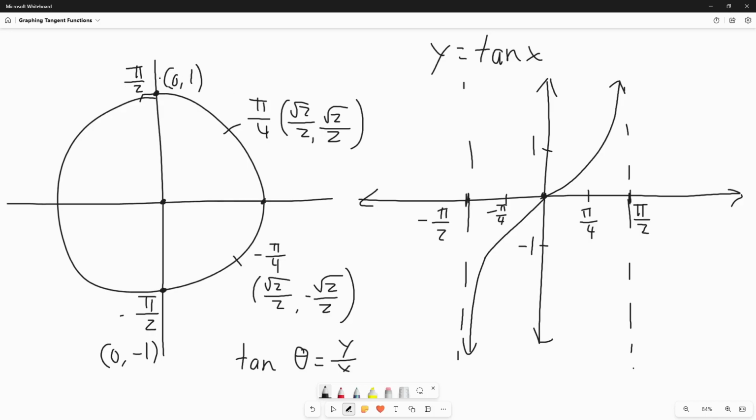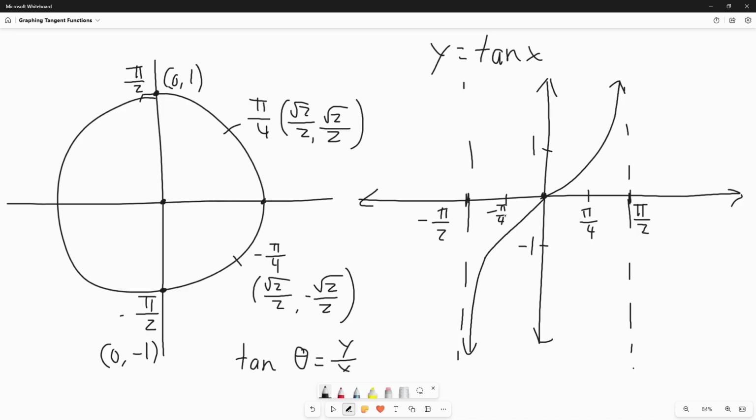on the unit circle over here where the y value is 1 and the x value is 0. So if we do 1 over 0, that comes out as undefined. So there are asymptotes at every odd multiple of pi over 2 for the parent function of tangent of x.